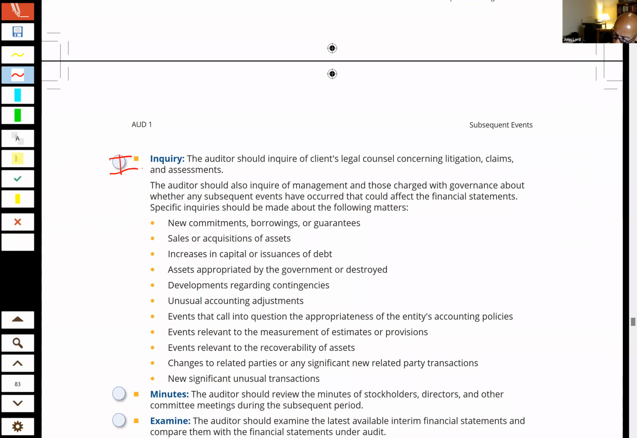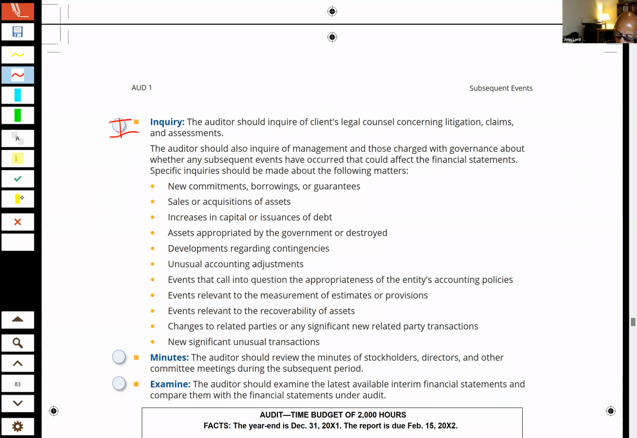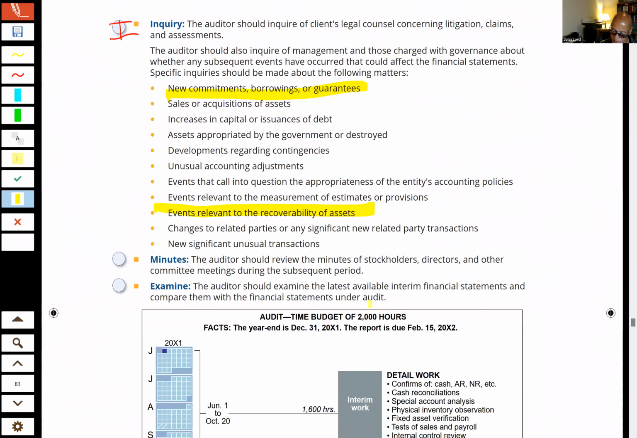Okay, we'll talk to different people about different things, sales or acquisitions of assets, events relevant to the recoverability of assets, etc. Okay, make inquiries. Look at the minutes of stockholders meetings and whatnot, directors and whatnot. If there's a lawsuit, you can be rest assured that that's going to come up at a director's meeting. And I saw some minutes that I was looking at where they kept talking about the case.